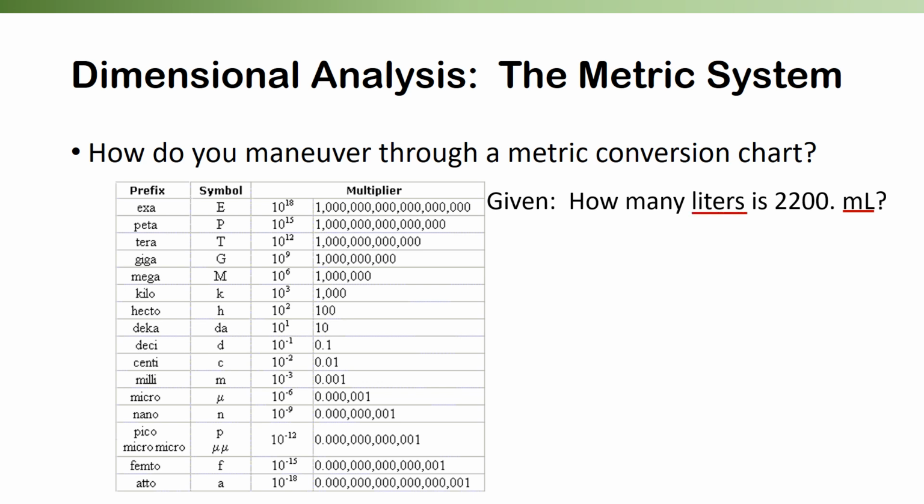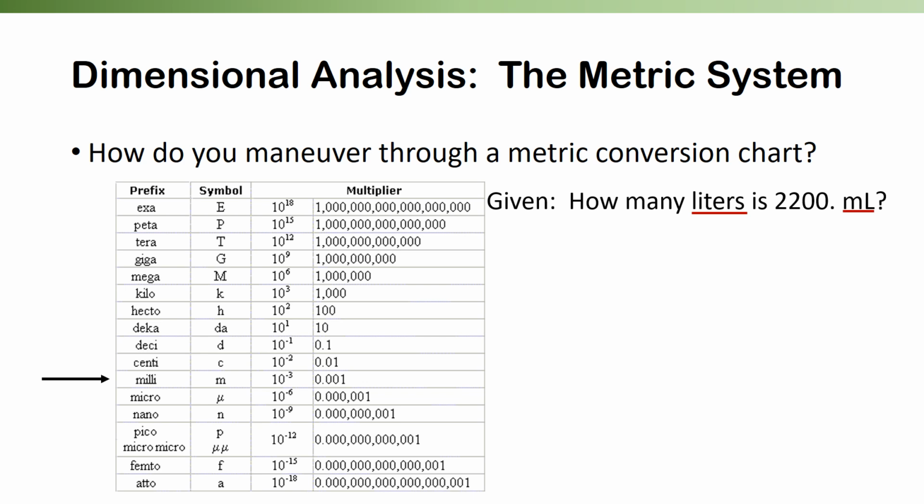Now let's go to our chart and identify our players. Well, when we look at this chart, we only have one player, and that is the milli. Liters is not listed because it's a base unit. It's the starting point, remember? And with a base unit, the multiplier is always going to have to be 1. All right, now that we have all of that out of the way, let's begin setting up our equation.